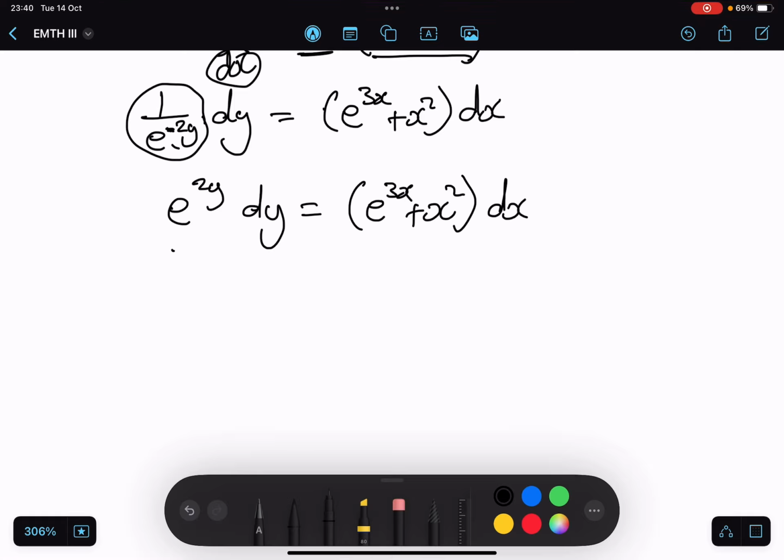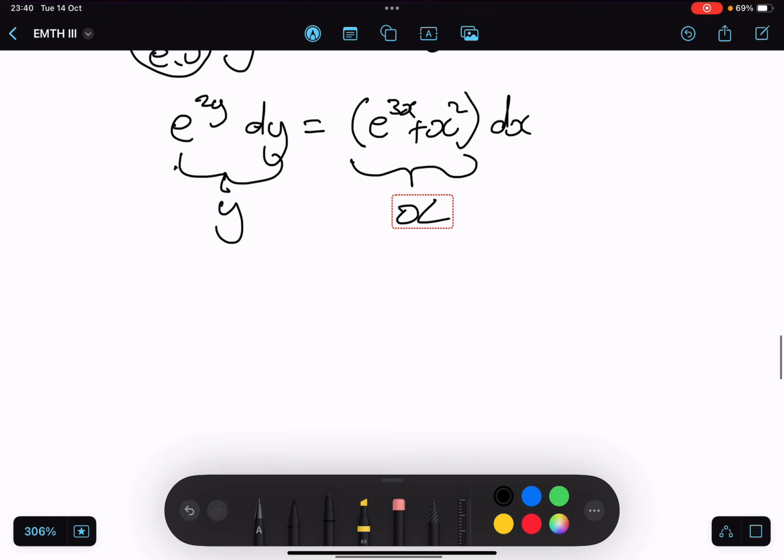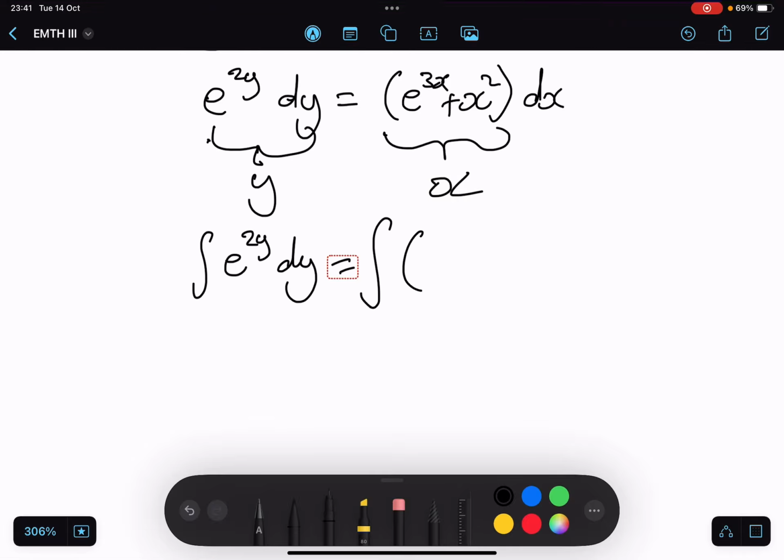So this side we have all the variables with respect to y, and that side we have all the variables with respect to x. So now once we have separated the equation, then you integrate both sides. So we are going to integrate e^(2y) dy equals the integration of e^(3x) + x^2 dx.